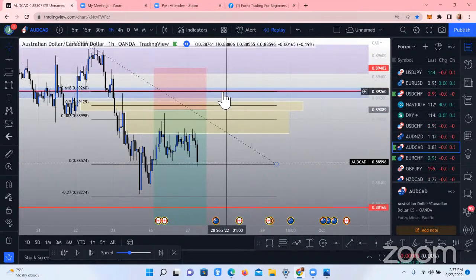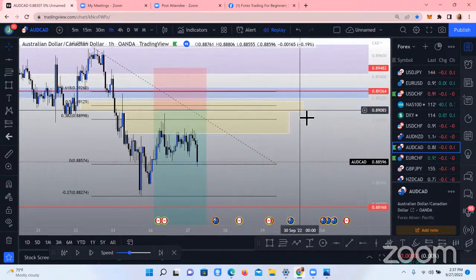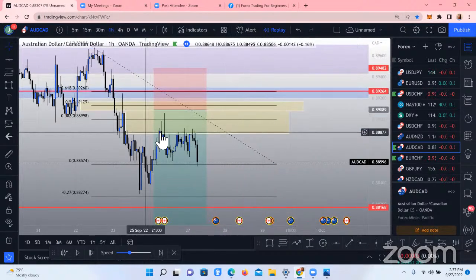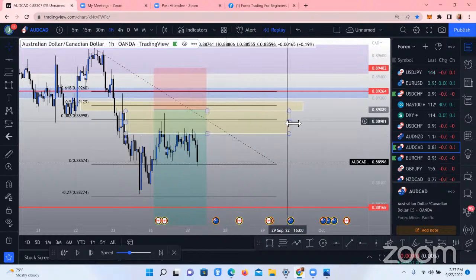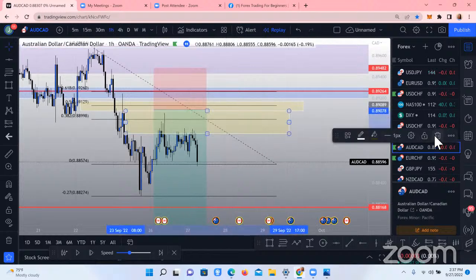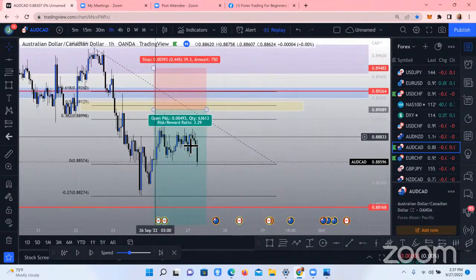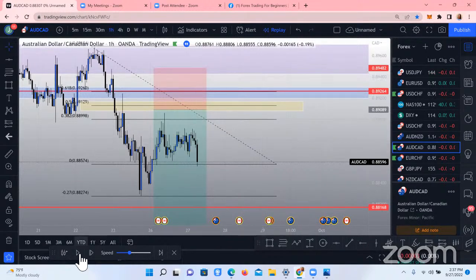Price did not have the courage to come back up here. It did not come back up here. It stopped right here and gave us week after week after week. And because I wasn't at the computer at the time, I didn't see that. So let's keep playing and see how.